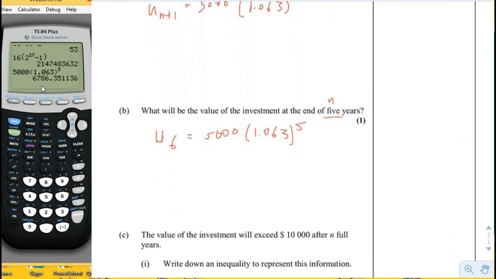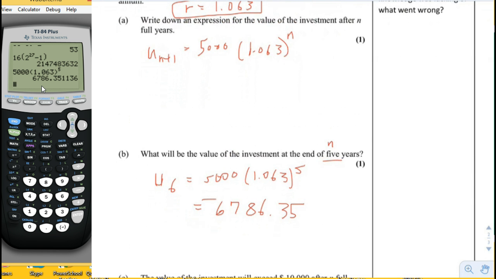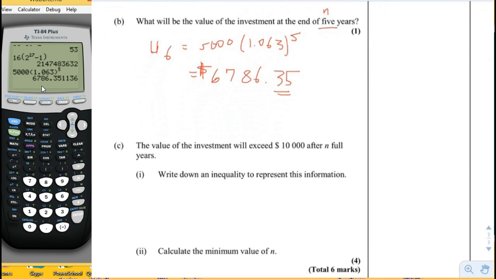6786. In general, with the IB, we need at least 3 significant figures. We can keep 4 here. We get 6786. This is a financial problem, so we're going to put 0.35. Usually for financial problems, they want you to keep cents. Okay, and this is dollars. Is that right? Yeah, dollars. Okay, so we want to give the 35 cents here.